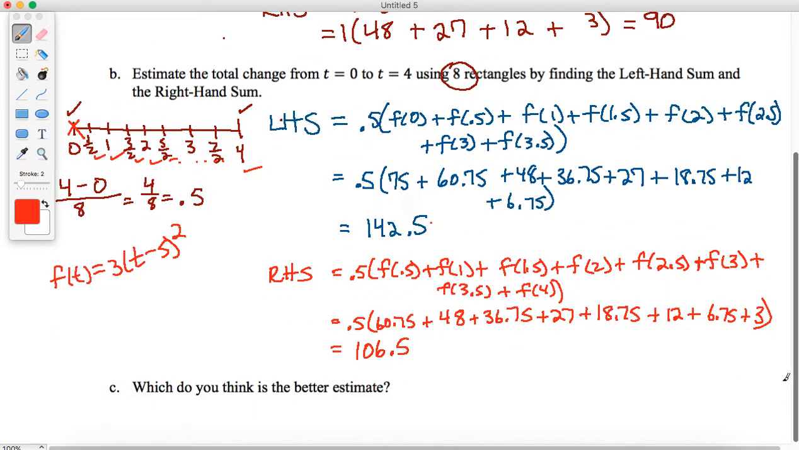And so my question is, which do you think is the better estimate? We're going to pick up with this in class. Hopefully I'll see you guys very soon, and we'll pick up here to answer this question and continue with the lecture.